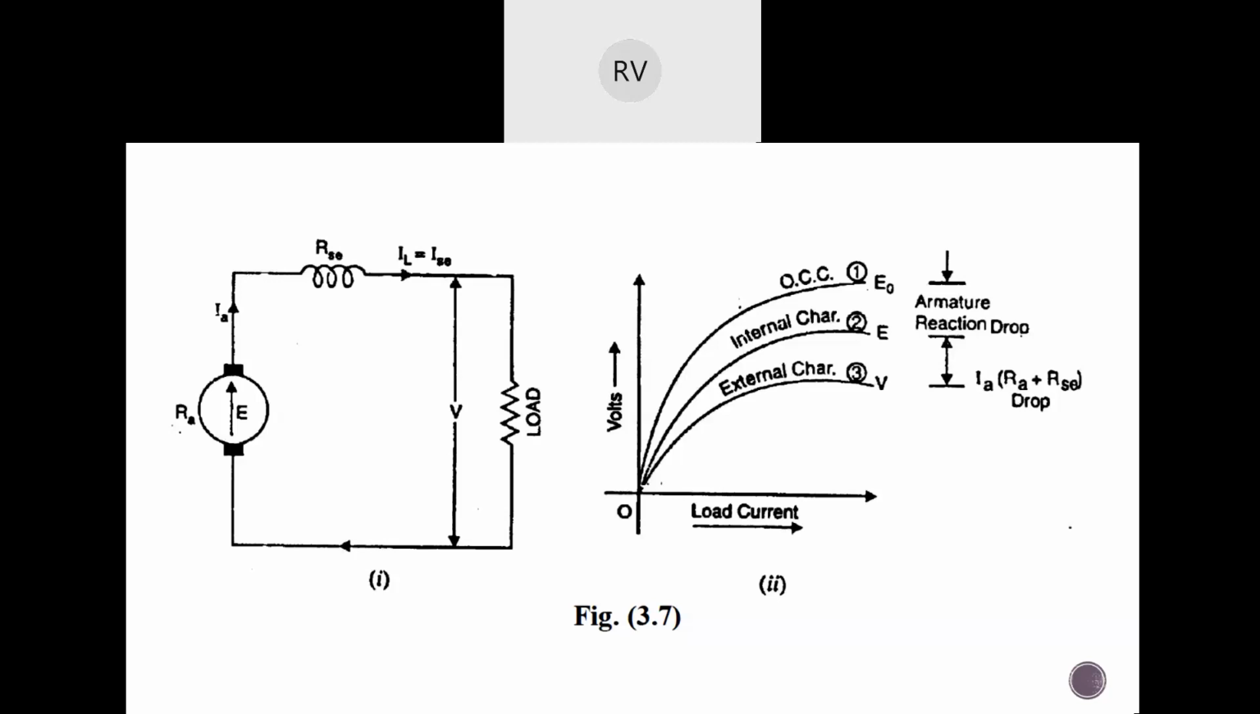So the no load voltage will be highest. After that, when there is a load, you will have the EMF that is being generated, and after that you will have the terminal voltage. So E naught will be greater than E, and E will be greater than V. You have three types of voltages: the no load generated voltage, the load generated voltage, and the terminal voltage. So E naught will be greater than E, and E will be greater than V. Cool.